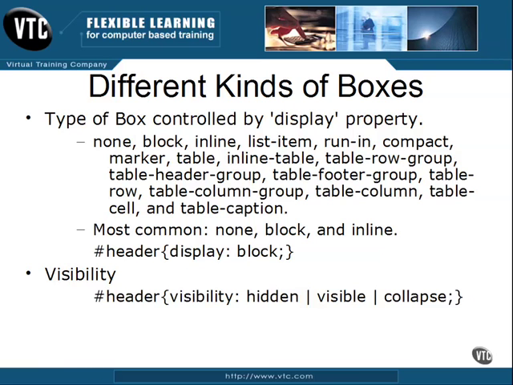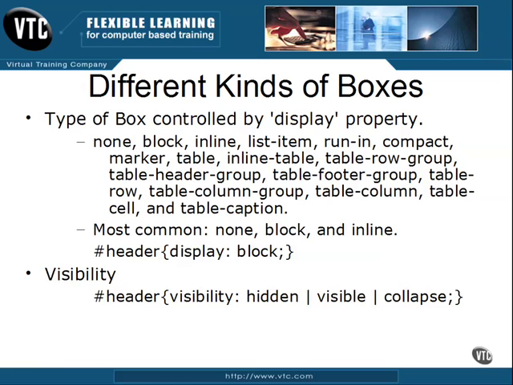We have hidden, visible, and collapse. Hidden will make an object invisible on the screen, but it will leave an empty space where that content had been. Visible will make the object become visible again, or will remove any inherited values for being hidden.